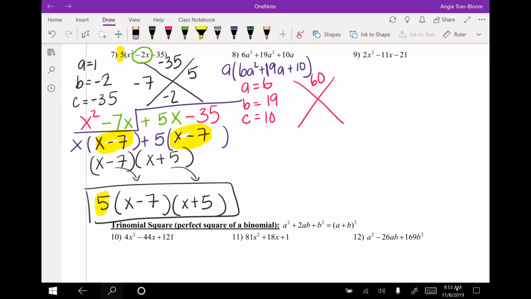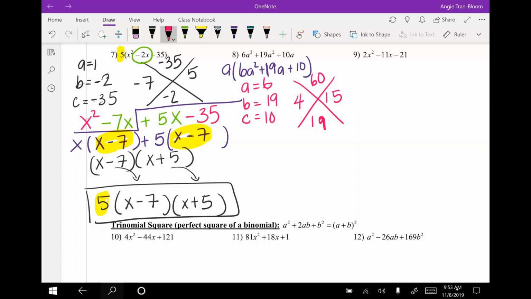The B term is 19. Is that what you mean, Brandon? Yeah. Thank you. Is it possible? All right, let's find out the factors of 60. 1 times 60, is that going to work? No. 2 times what? 40, is that going to work? No. 3 times 20, is that going to give me 19? What else? 4 times? 15. Is that going to give me 19? Oh, yes. So 4 times 15.